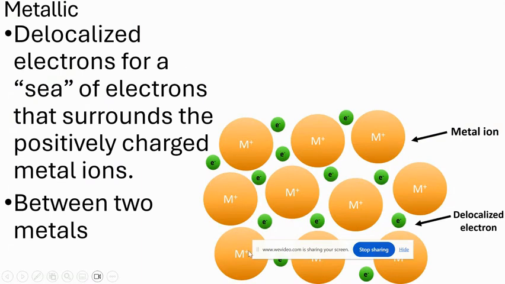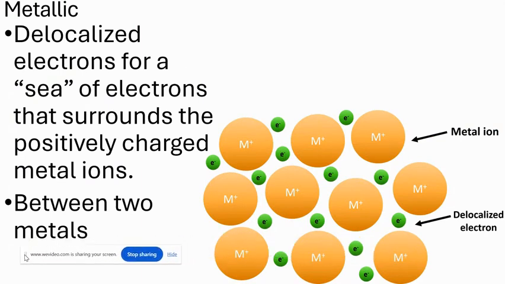Metallic bonding then is going to have this sea of electrons surrounding your metal ions, and it occurs typically between two different metals.